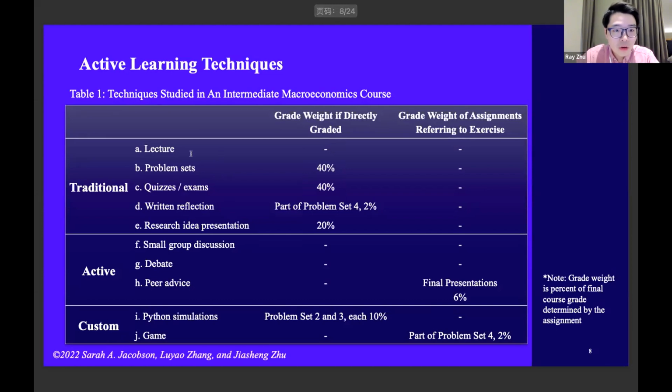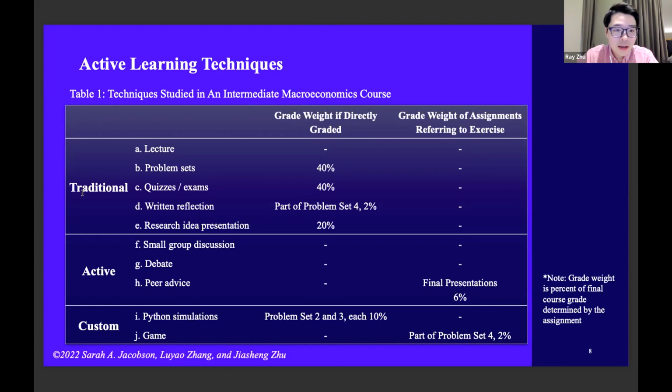Here is a table including the 10 learning techniques that we studied in our research, from A to J. We divided these 10 learning techniques into 3 categories: traditional, active, and custom. The traditional learning techniques include lecture, problem sets, quizzes, exams, written reflection, and research idea presentation.